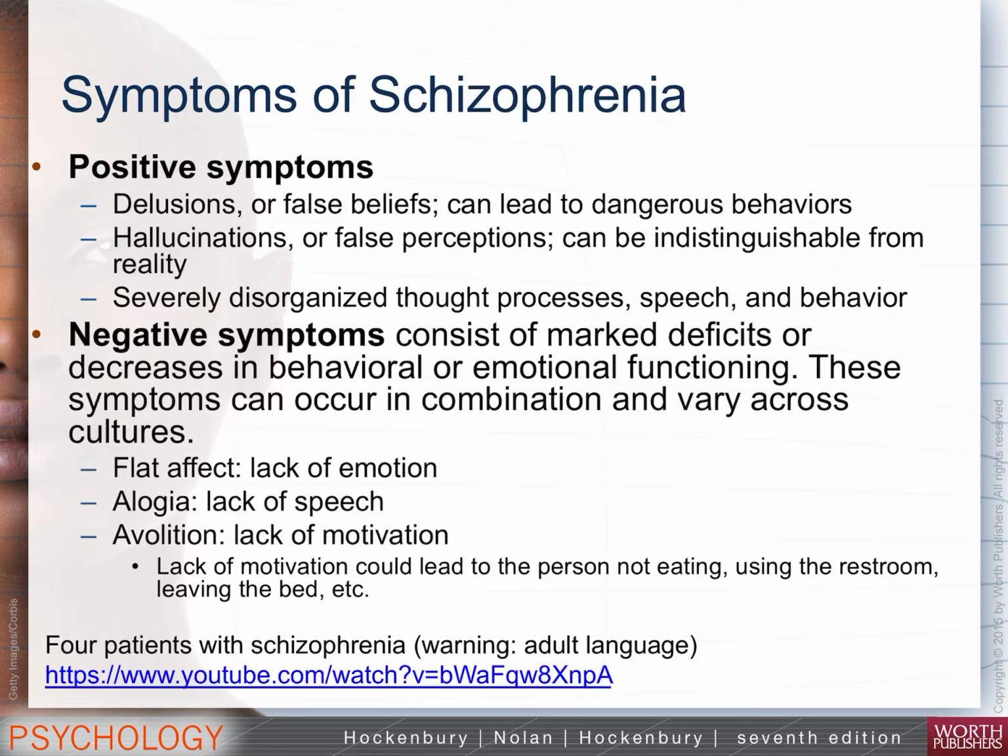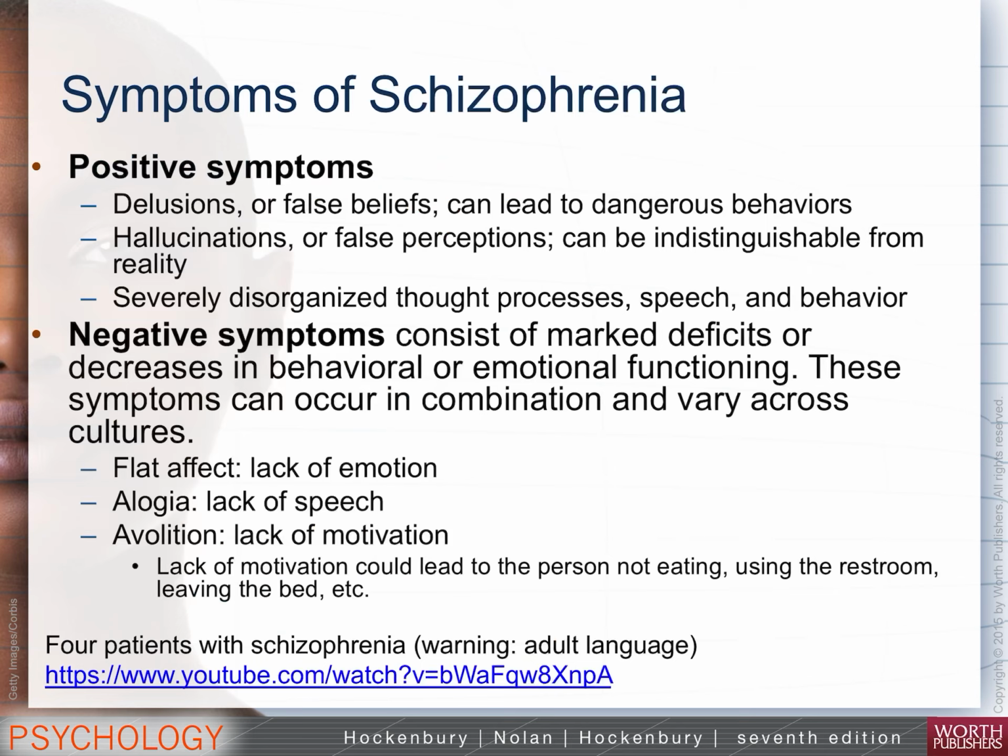Alogia is the lack of speech. So you might see the person not talking at all. You might see that they have very reduced production of speech. They may only parrot things back to you, or they may not speak at all.